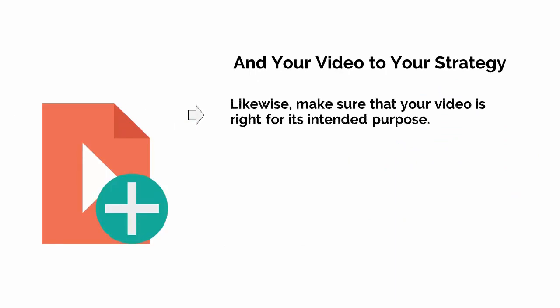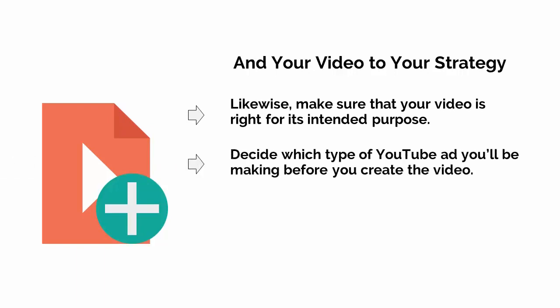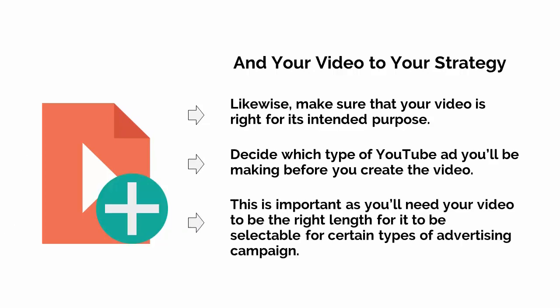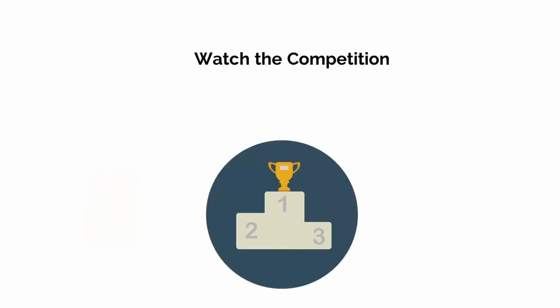Likewise, make sure that your video is right for its intended purpose. Decide which type of YouTube ad you'll be making before you create the video. This is important as you'll need your video to be the right length for it to be selectable for certain types of advertising campaign. You should also watch the competition.